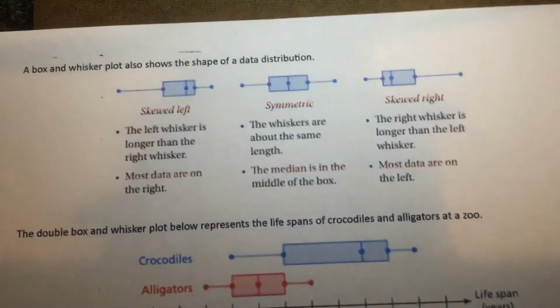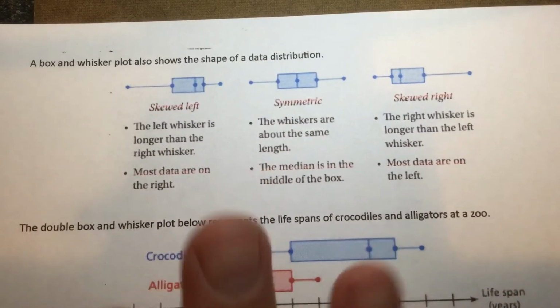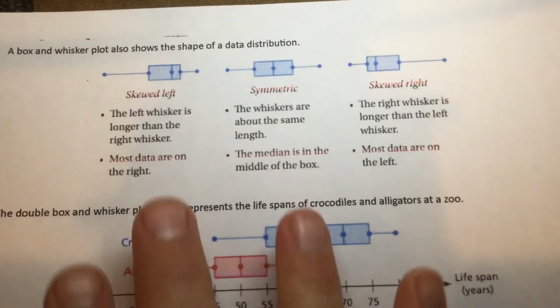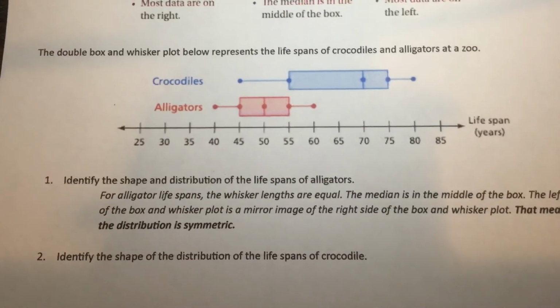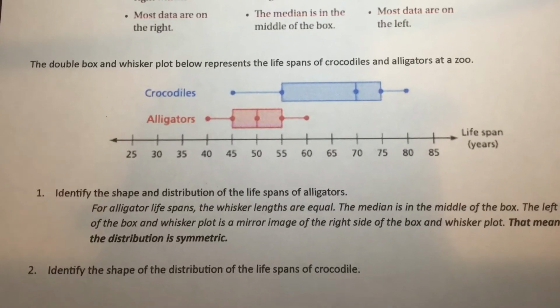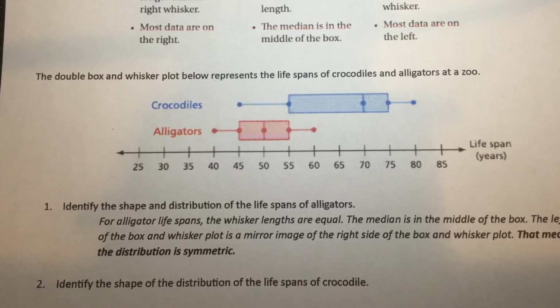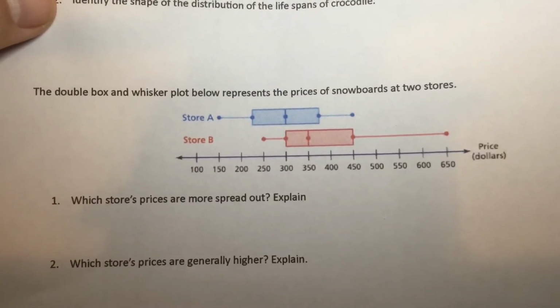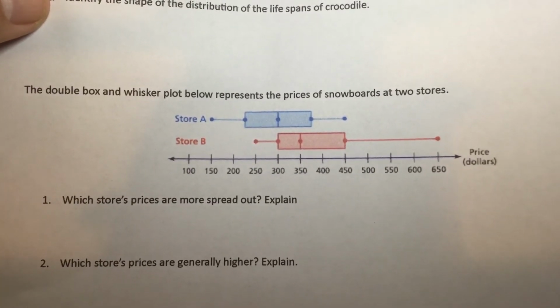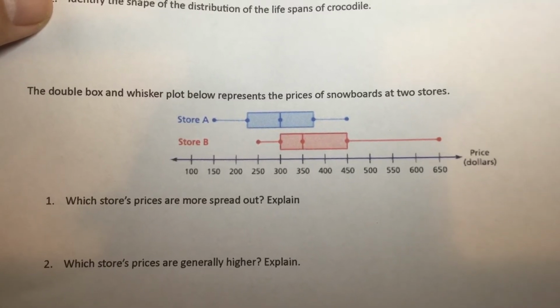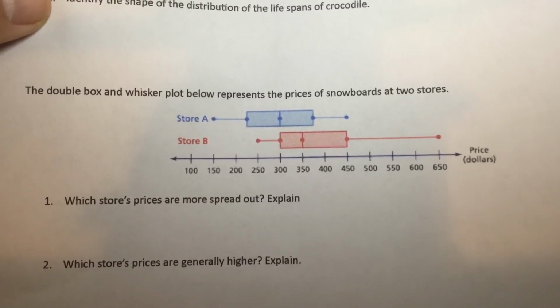So where could this be helpful? Again, we could look at the shape of that data, and we could talk about it being skewed one way or the other. That's not where is most of the data, like I was just saying. But where you might see it is, again, in a comparison. This is something called a double box and whisker plot. And you can see, like, here's the age of crocodiles and alligators. Here's another one if you were comparing the prices of snowboards, something like that. Like, in this case, store B obviously has a lot more expensive snowboards, are generally higher and that type of thing.